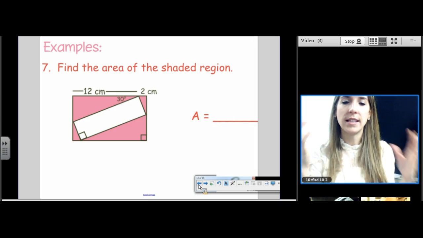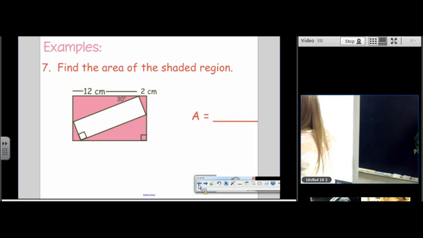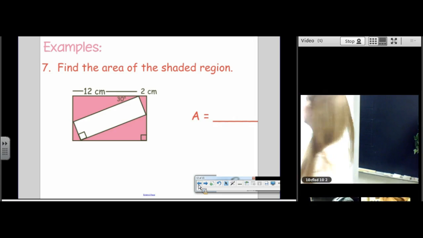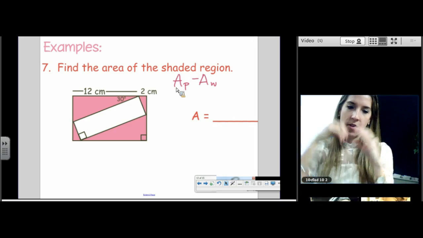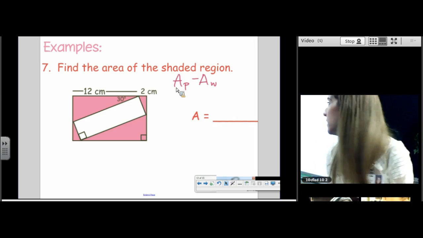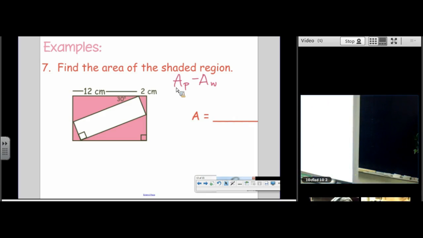So what I would do is I would find the area of the pink rectangle, the large one, minus the area of the white rectangle. That's the route I would choose. The area of the whole minus the area of the inside. So we've got our 30 here. Unfortunately, bad news, the 12 is across from 60. So that's bad news because here's our 30, 60, 90 rules, and the 12 goes here. That's sad face, but we can still deal with it. We need to divide by root 3 to get our missing sides.